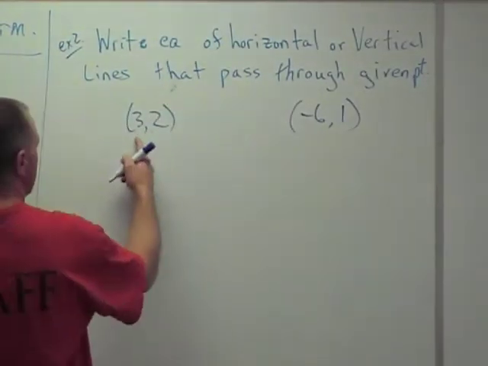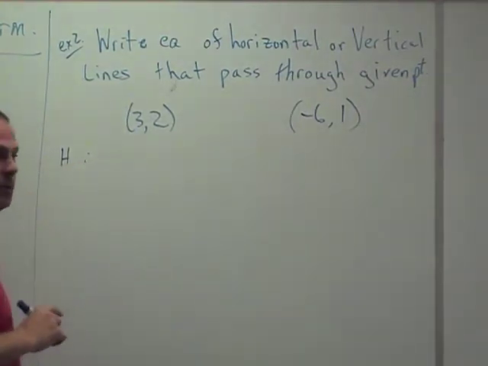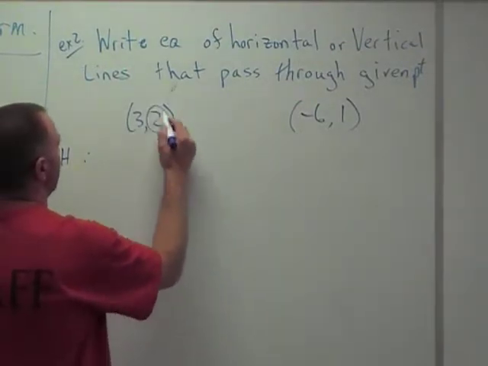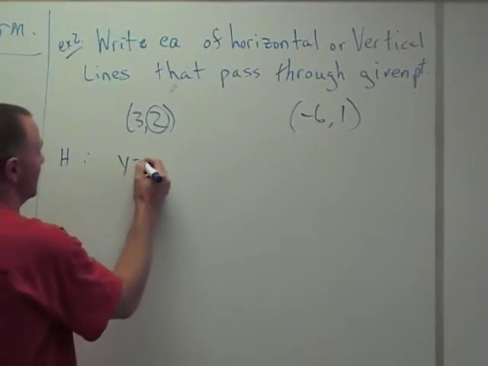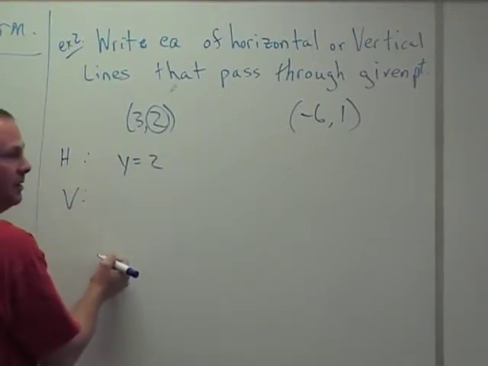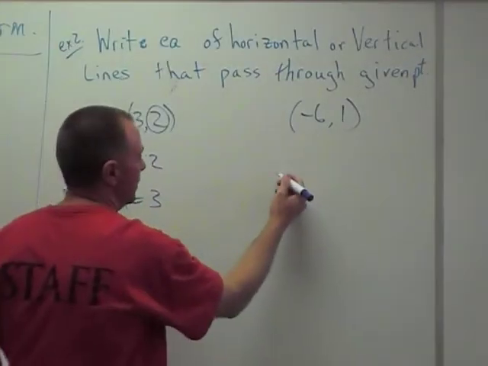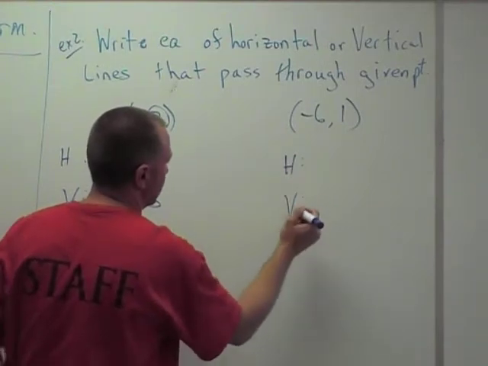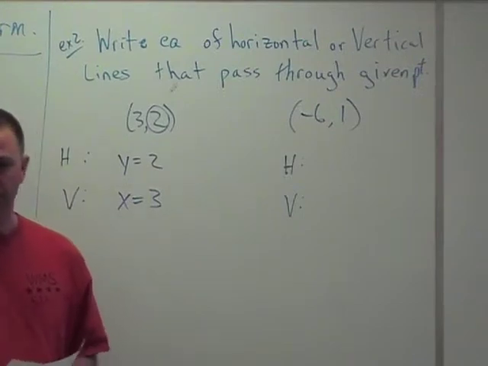All right, so this one, the horizontal line equation would be what? Y equals 2. It goes through y at 2. The vertical line then is x equals 3. All right, everybody do this one. Horizontal line and vertical line. Almost done. That's easy.